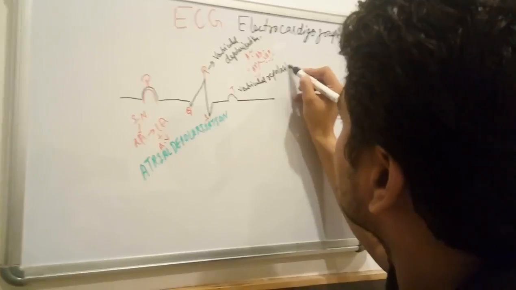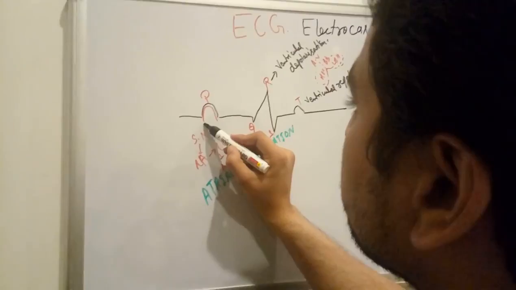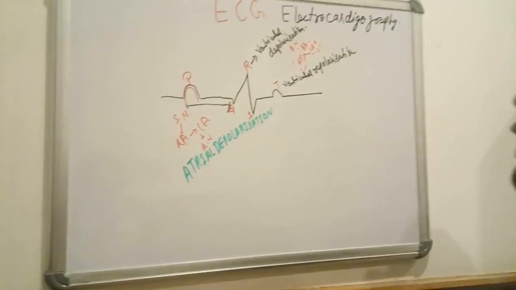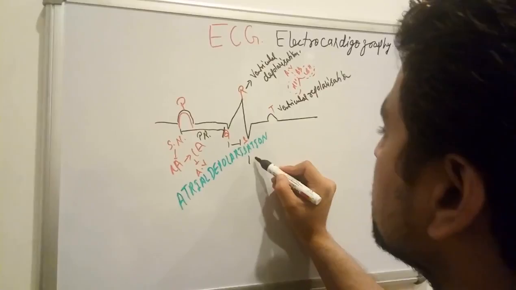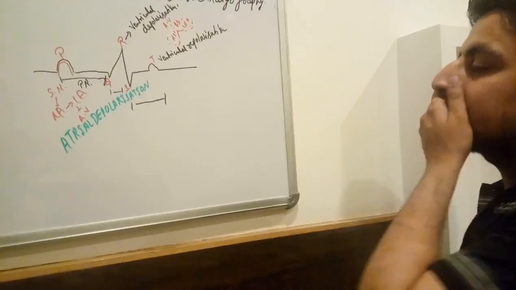So my dear friends, understand. From the beginning of P till the beginning of Q, this is known as the PR interval. This is known as the PR interval. After that, the QRS complex till here, and the ST segment from the S wave starting till the ending of the T wave. So, my dear friends, this is known as the normal electrocardiography.